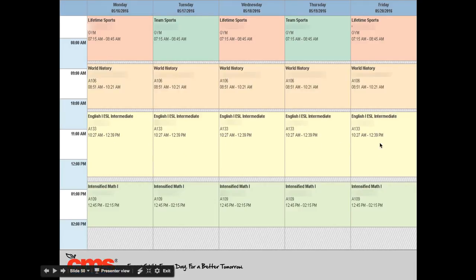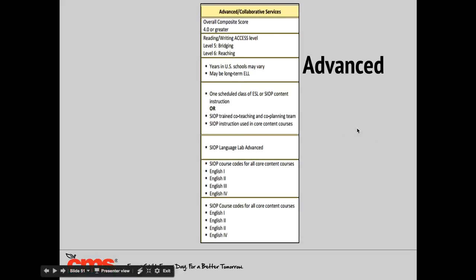So this looks good. And our advanced students are usually making the 5s and 6s on the test. They may have been here a long time or maybe fairly recent. It could vary. We like for them to have at least one class, but maybe just a SIOP type class because they can be scheduled in regular English classes because they are at the advanced level.